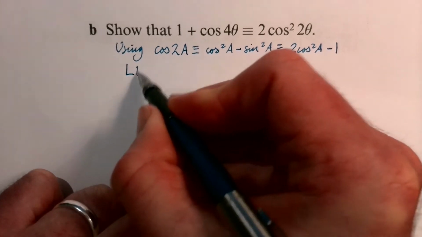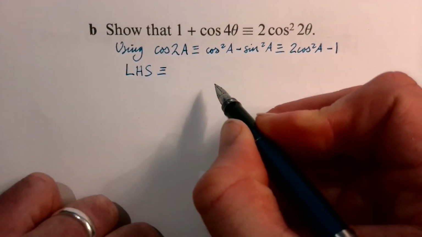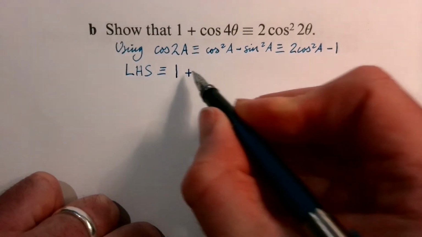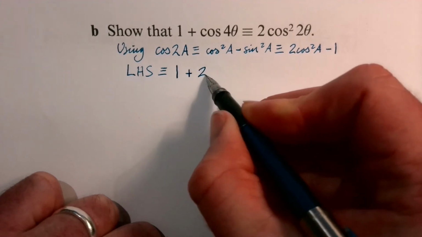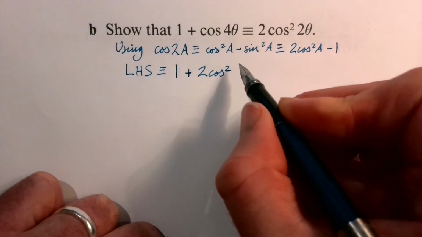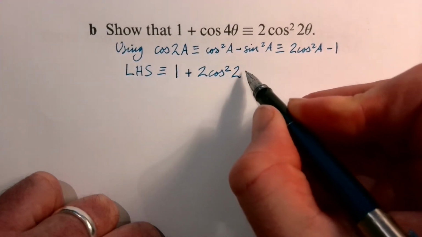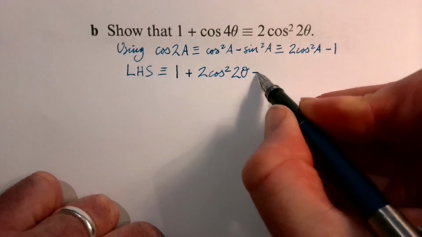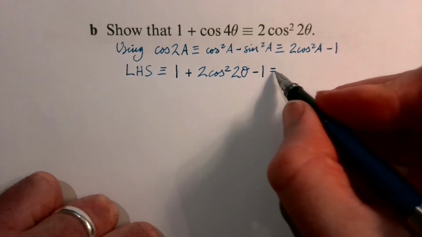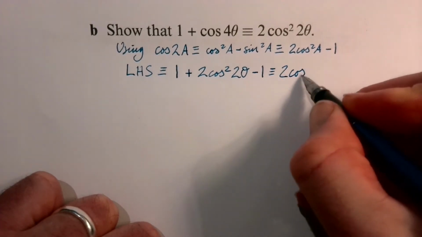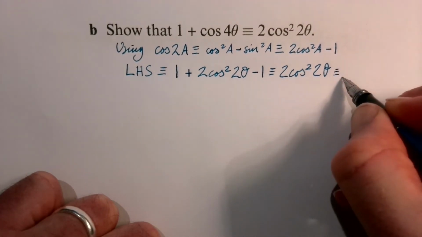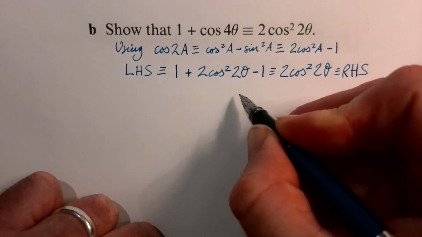We can say that the left hand side is identical to 1 plus 2 cos squared, halving this angle here from what it was to 2 theta, and then take 1. Well, 1 take 1 is nothing, so that's identical to 2 cos squared 2 theta, and that is the right hand side. So that's done.